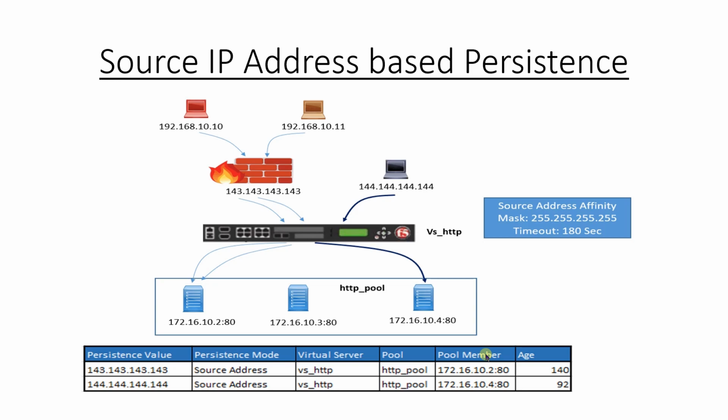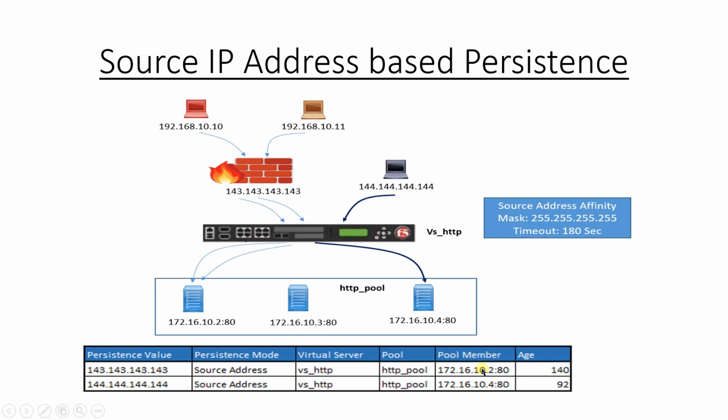If persistence is selected host specific, then for each client, F5 creates a separate persistence record. You can see the mapping example like 143.143.143.143. The persistence mode is source address, the virtual server, and the pool is the HTTP pool. The pool name is there, and the pool member name is there.